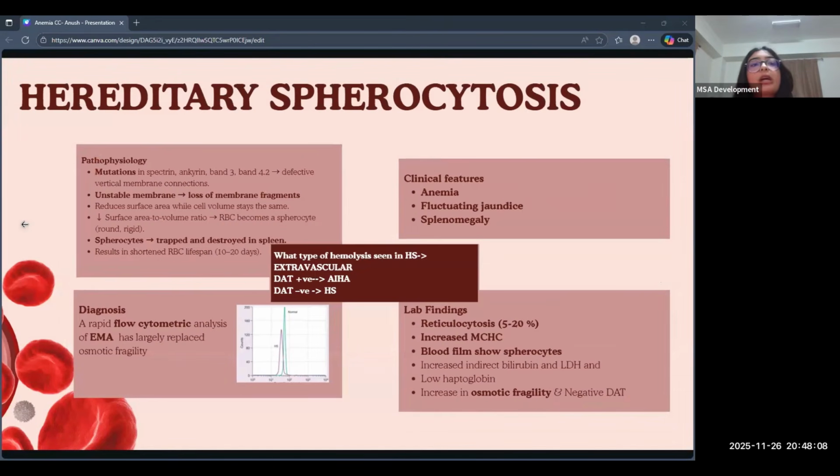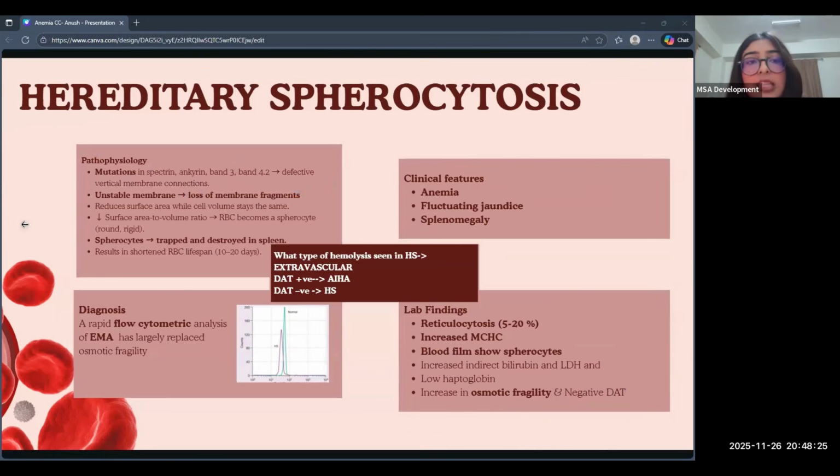Okay. Now let's talk about hereditary spherocytosis, which is one type of hemolytic anemia. In hereditary spherocytosis, there's a mutation in spectrin, ankyrin, and others like band 3, band 4.2, etc. And this causes an unstable membrane.